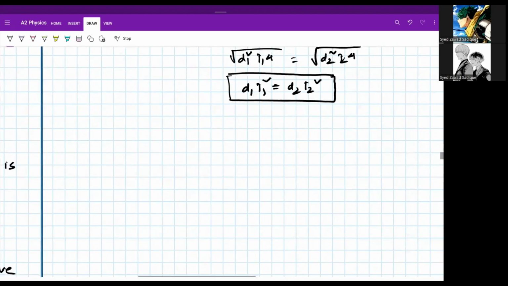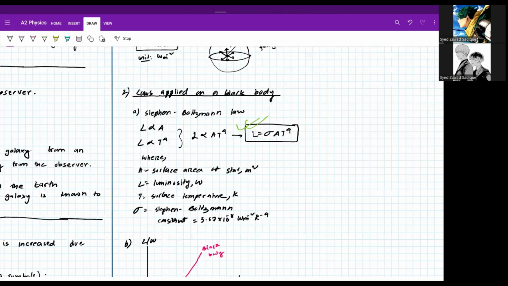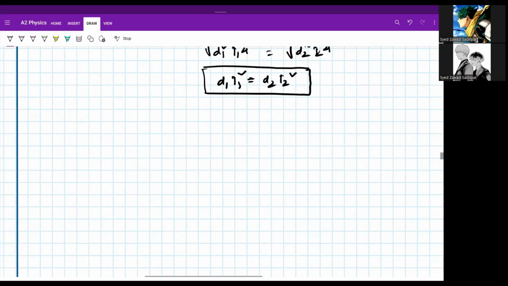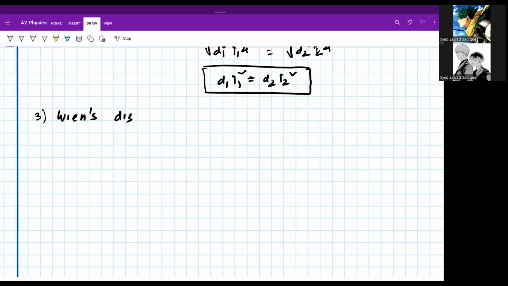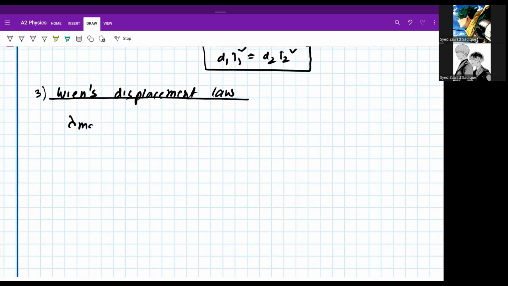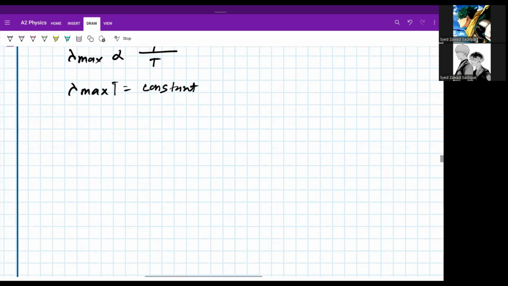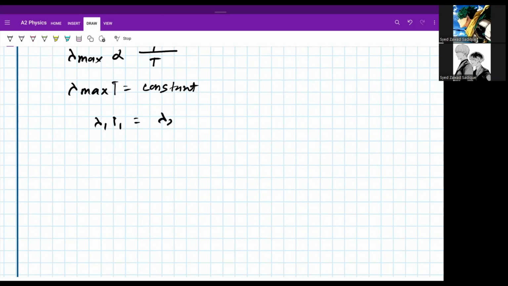Finally, concept number 3 is Wien's displacement law. So Wien's displacement law is wavelength at max intensity is proportional to 1 by thermodynamic temperature. So lambda max T is equal to a constant. Therefore, we can say lambda 1 T1 is equal to lambda 2 T2.